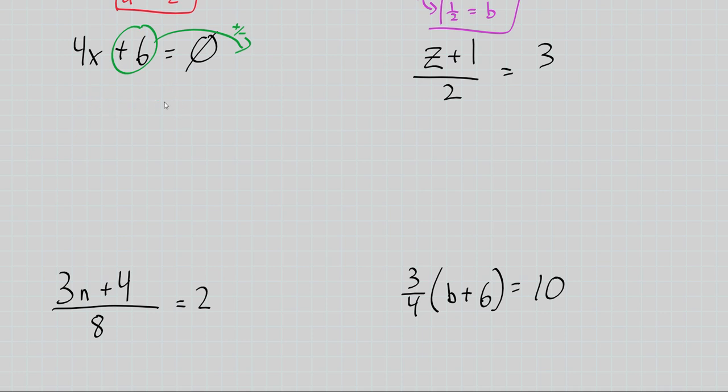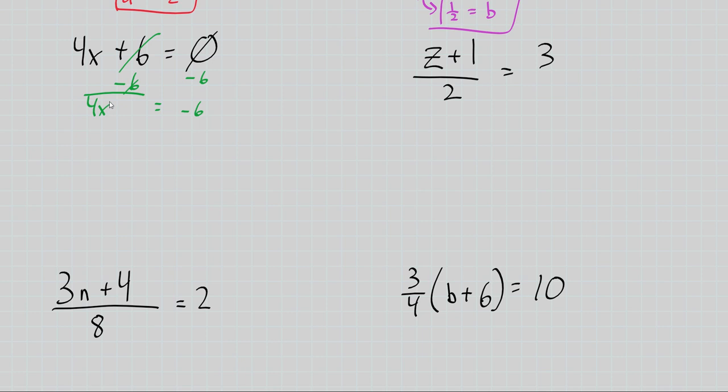For those of you who prefer the other way of showing the work, I'll do that here. I would say subtract 6 from that side, subtract 6 from that side. That's just 4x left over. These two are gone. And 0 minus 6 is negative 6. So it's the same. 4x is equal to negative 6.